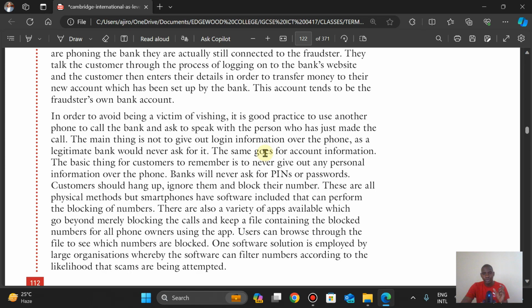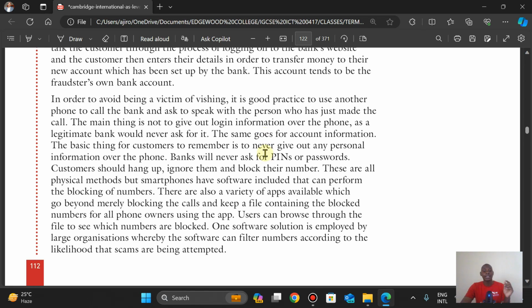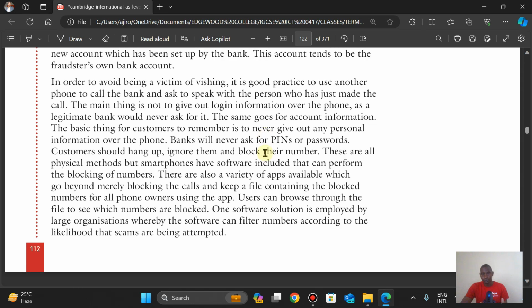One software solution is employed by large organizations whereby the software can filter numbers according to the likelihood that scams are being attempted. This is Truecaller for you. Truecaller can do that. So any number that has been deemed spam will be shown in red and the call will not go through.